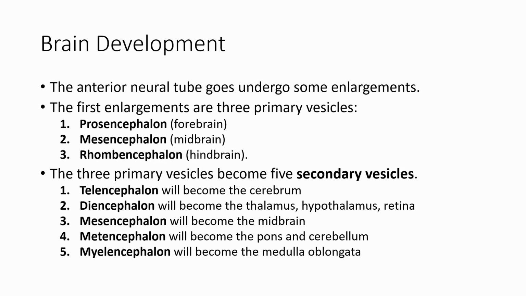Then those become 5 secondary groups. So we're going to break down even more. So we had the forebrain, the midbrain, the hindbrain. Now we have the telencephalon, which becomes the cerebrum, the diencephalon, which becomes the thalamus, hypothalamus, the retina, which we'll see diencephalon again. That term's not going away, so you can't forget that one. The mesencephalon, which becomes the midbrain, the metencephalon, which becomes your pons and cerebellum, so part of your brainstem and the cerebellum in the back, and the myelencephalon, which becomes the medulla oblongata.